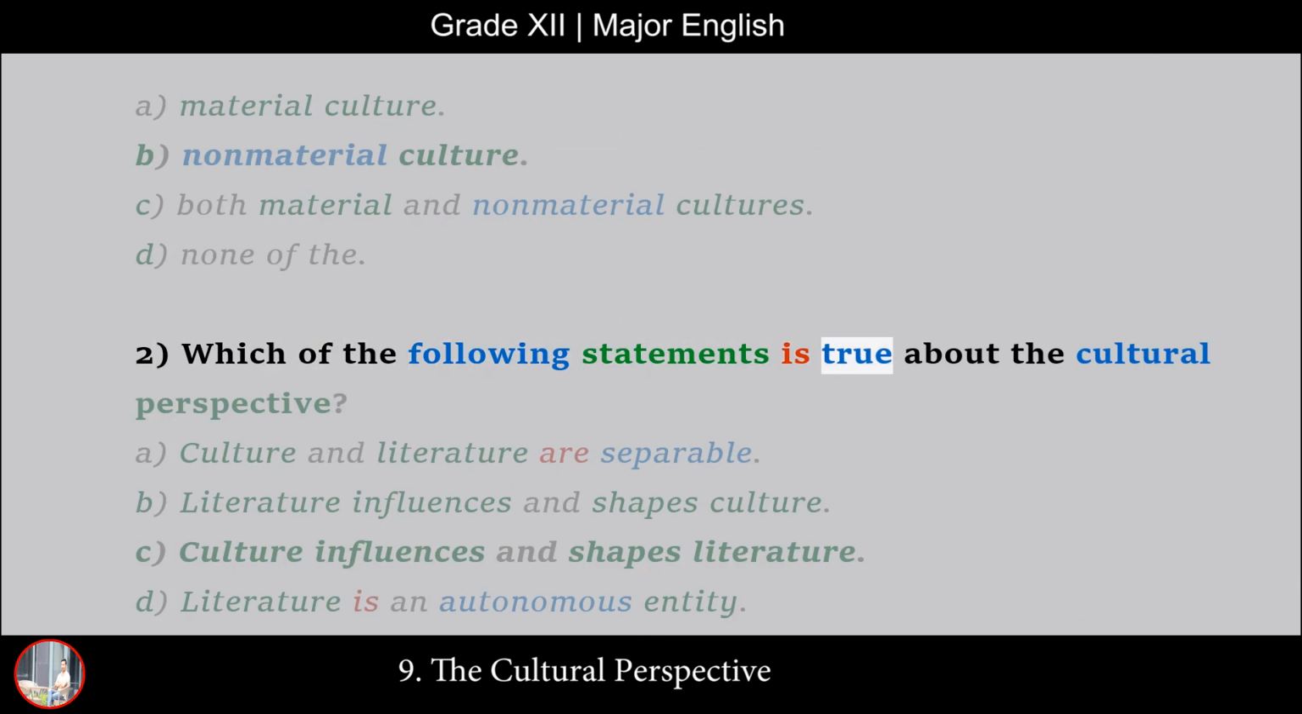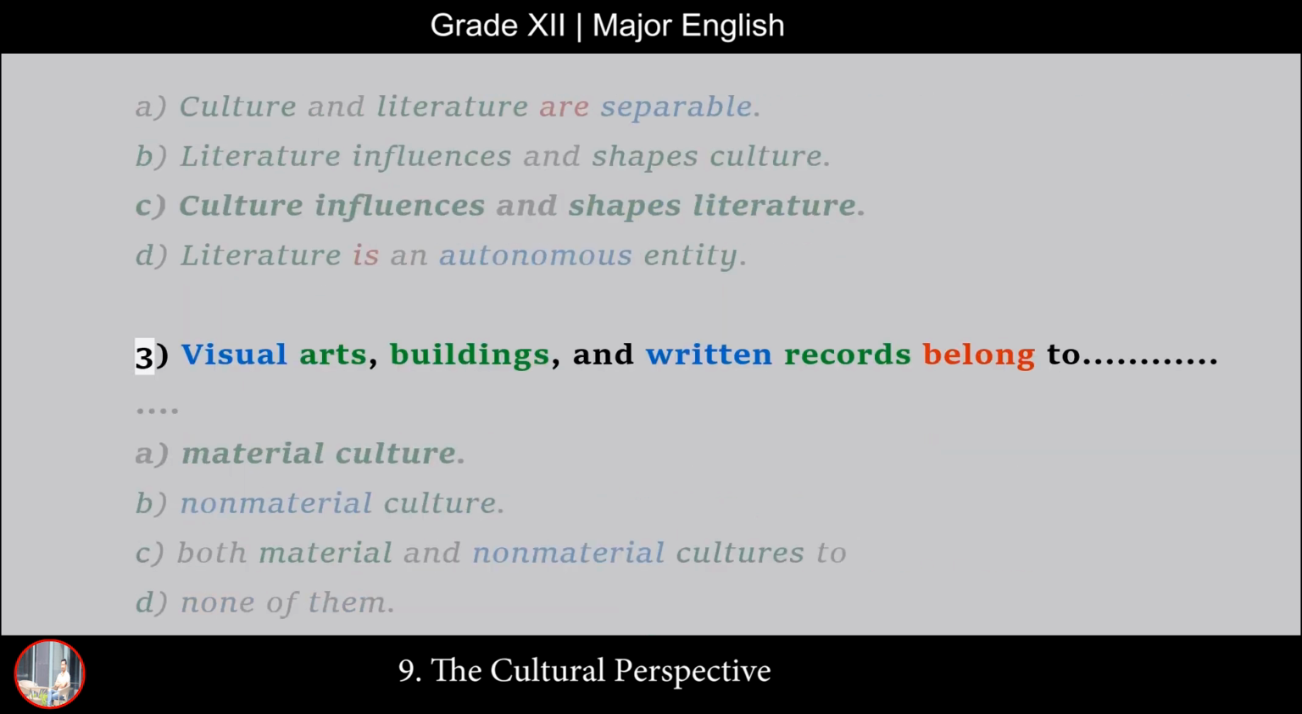2. Which of the following statements is true about the cultural perspective? A. Culture and literature are separable. B. Literature influences and shapes culture. C. Culture influences and shapes literature. D. Literature is an autonomous entity.